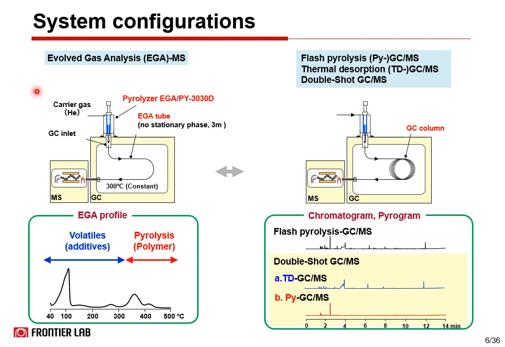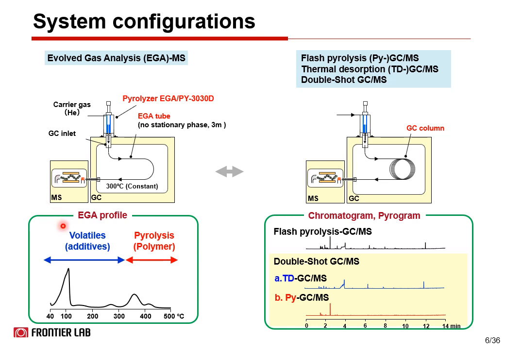A typical Py-GCMS system is a pyrolyzer furnace installed in the inlet of a GCMS system. Depending on the selection of a non-stationary phase 3-meter column or GC separation column, either thermal or separation analysis is applicable. The thermal analysis is called evolved gas analysis, EGA-MS, which is similar to TGA. The sample is heated at a certain ramp rate in the pyrolyzer, and the gas generated at each temperature is monitored by the MS detector.